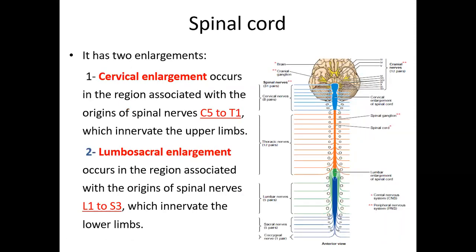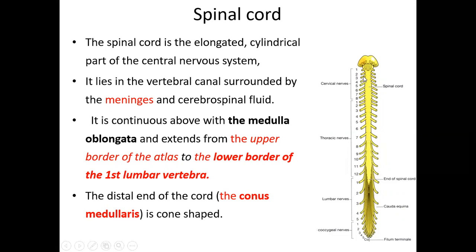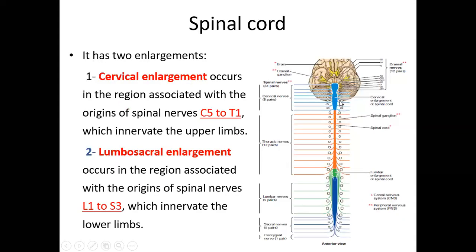Then it will show two important enlargements, swellings. I said it is all cylindrical, just like a cylinder from above downwards. But there are two points where it will be enlarged. This is called the cervical enlargement, and there is the lumbosacral enlargement, where it is dilated. Why it is dilated, this part we'll see. So there are two enlargements. One is called the cervical enlargement. This is the cervical enlargement. Then the lumbosacral enlargement here.